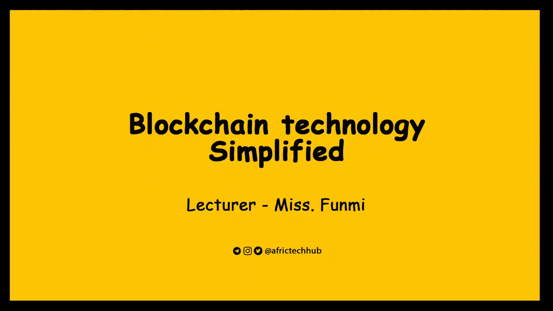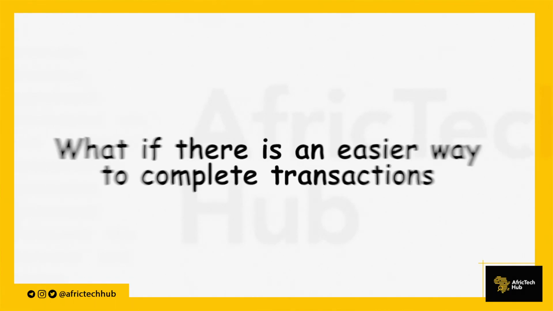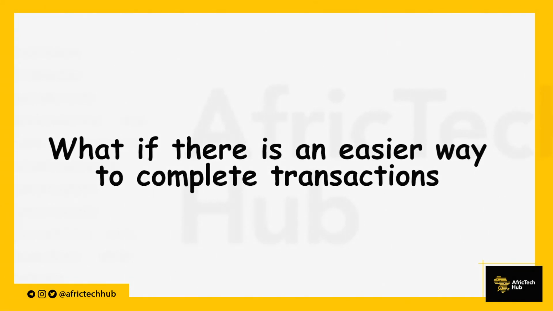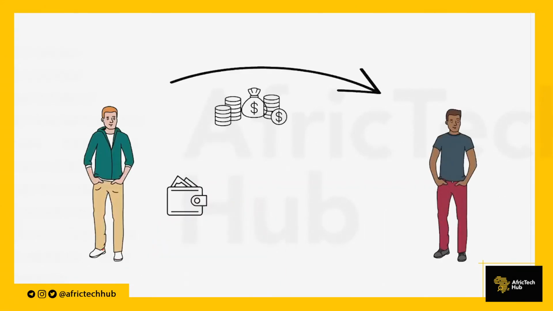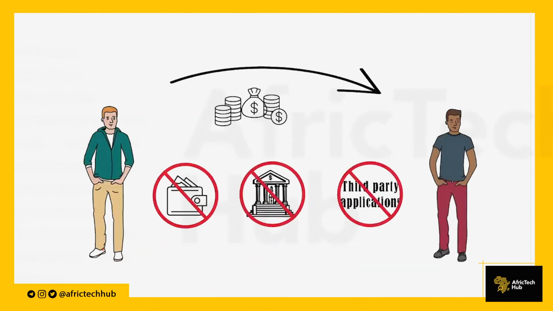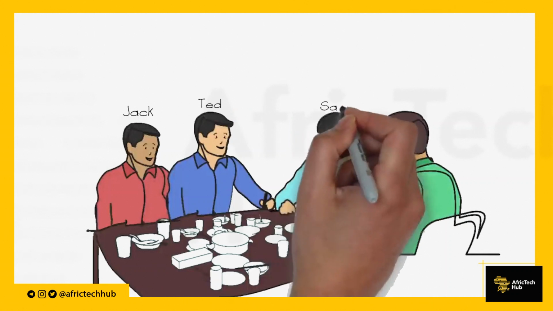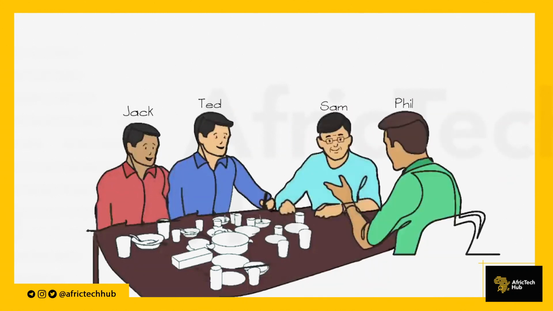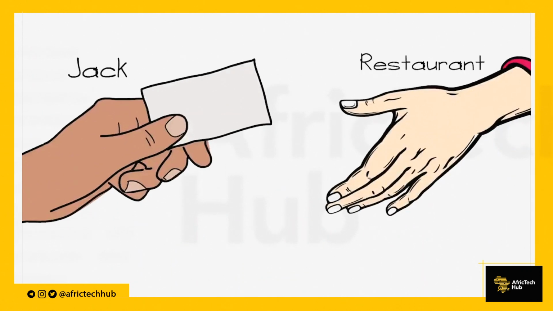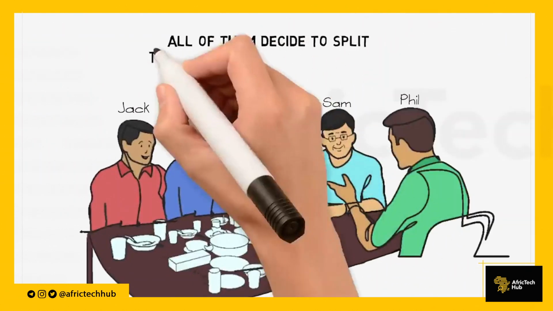Now let's simplify blockchain technology. What if there is an easier way to complete transactions without having to deal with online wallets, banks, and third-party applications? Let's imagine 4 friends: Jack, Ted, Sam, and Phil. They meet up for dinner. After they are done, Jack pays the bill, and they all agree to split it among each other.